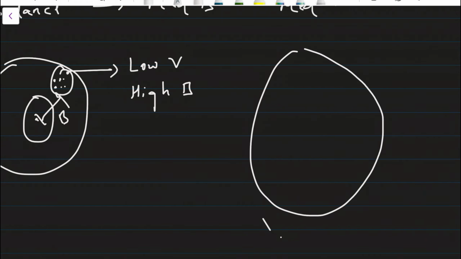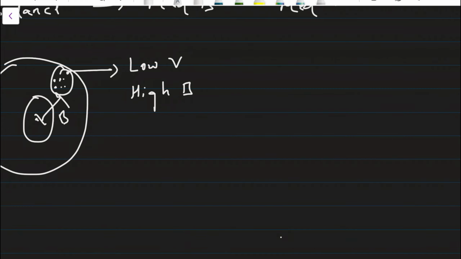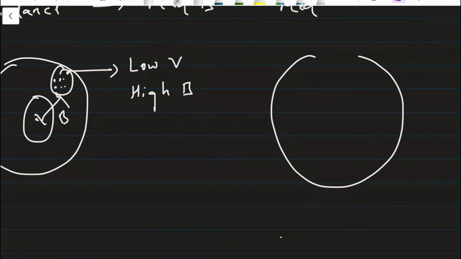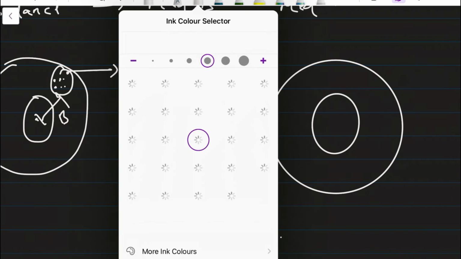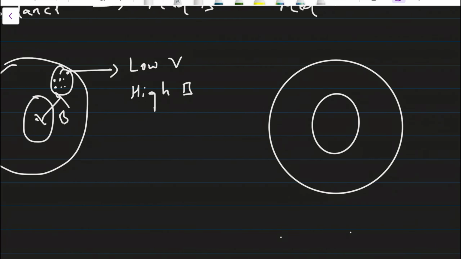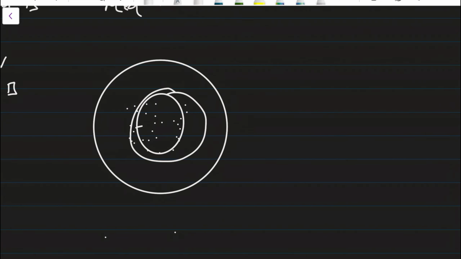Okay, and next, when it comes to high variance and low bias, this is the bullseye. Here, with low bias and high variance, the spread is high, but the bias is very low, it is very near to the correct assumptions. So low bias, high variance.